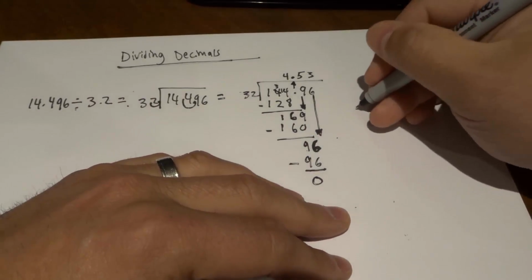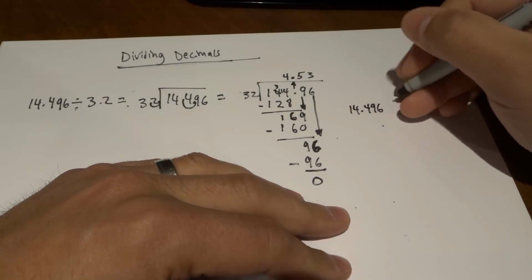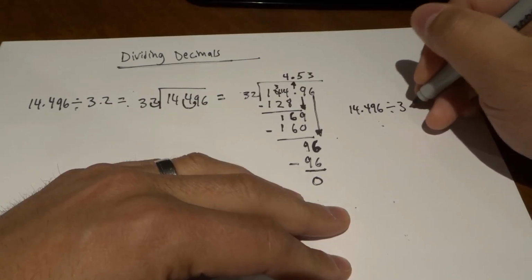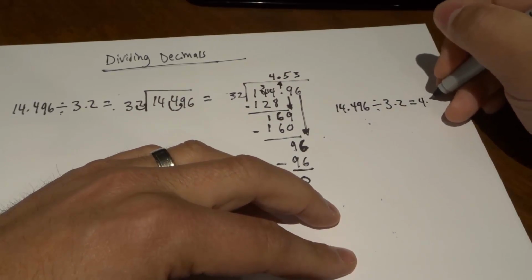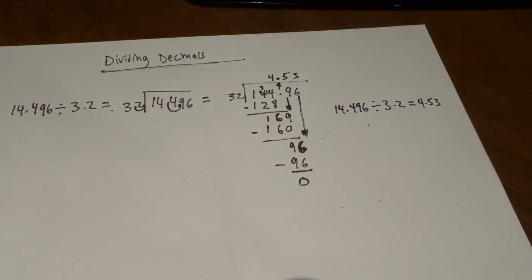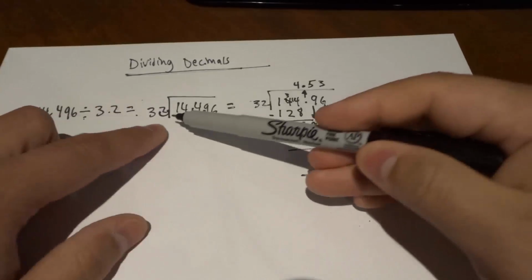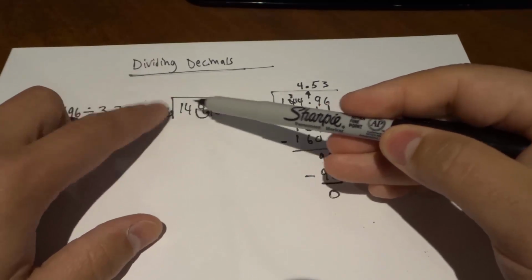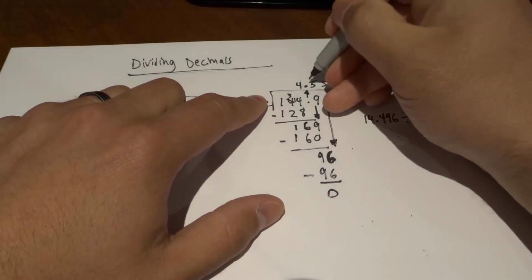So our final answer is that 14.496 divided by 3.2 is equal to 4.53. And that's basically it. Once again, get rid of the decimal on the outside number, which means move it evenly with both of the numbers. And then you can simply do long division and make sure that you put your decimal at the top in the right place.